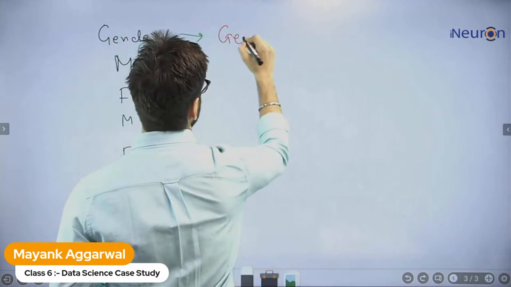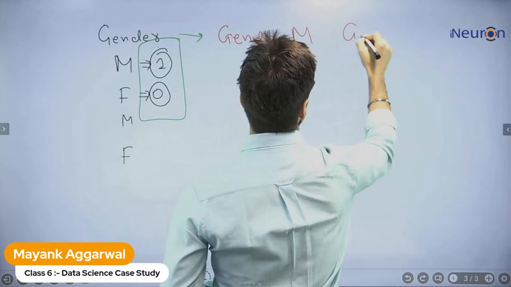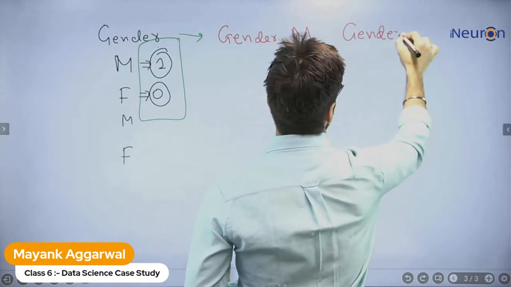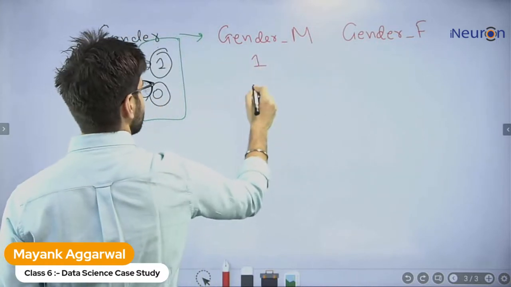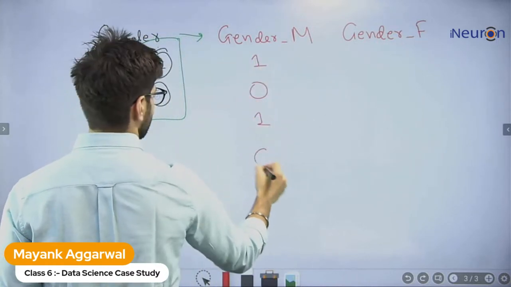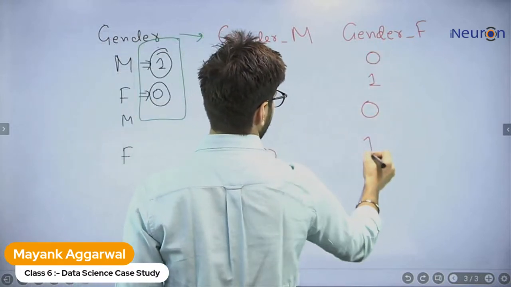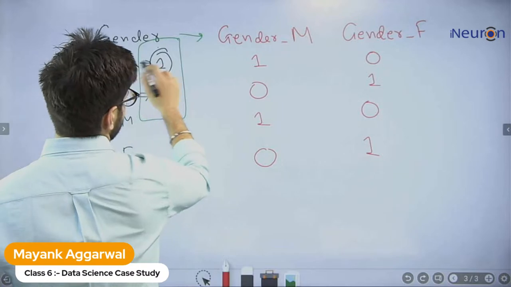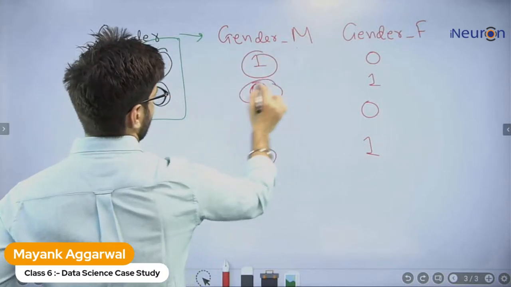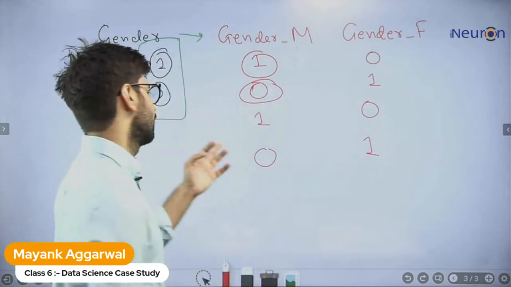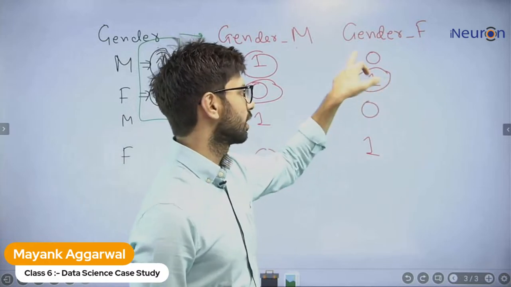So gender_male and gender_female. Okay. If we see here, it will be 1 0 1 0. Similarly here it will become 0 1 0 1. What I have done is, where male was there, I choose 1 in gender_male, and for female or any other type I choose 0. Similarly, for female, I choose 1 in gender_female, and in the other case I choose 0.